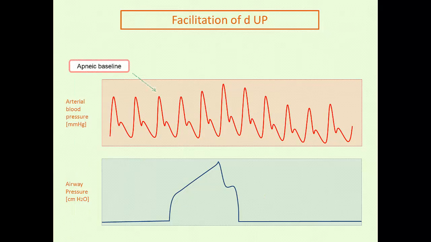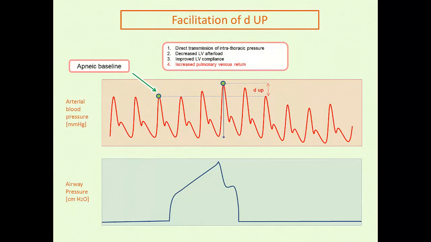I call it facilitation of D up. And so again, your apneic baseline, this is your delta up. So the mechanisms of increased D up are the result of direct transmission from intrathoracic pressure. Decreased left ventricular afterload will facilitate D up. Improved left ventricular compliance, say from ventricular interdependence. If you shrink the right ventricular cavity, you'll then allow the left ventricle to preload more and therefore increase its output.